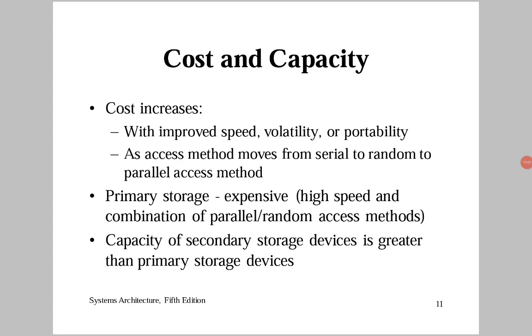Another parameter discussed with secondary storage or auxiliary storage devices is cost and capacity. What are the various costs and capacities? Generally, cost increases with improved speed, volatility, or portability, and as the access method moves from serial to random to parallel. Primary storage is expensive, high speed, and a combination of parallel or random access methods. The capacity of secondary storage devices is greater than that of primary storage devices. These are the different types of parameters we may use here.